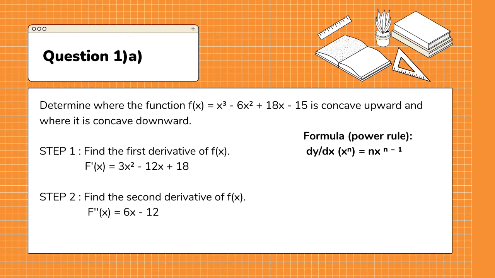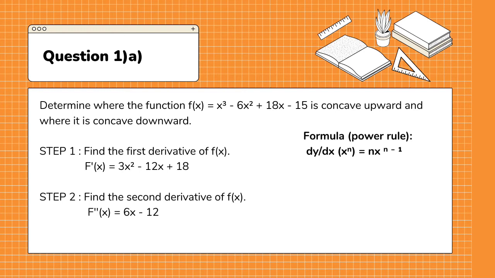The question asks to determine where the function f(x) equals x cubed minus 6x squared plus 18x minus 15 is concave upward and where it is concave downward. If you want to see whether the function forms a concave downward or concave upward, we need to find the second derivative, where we need to find the first derivative first.